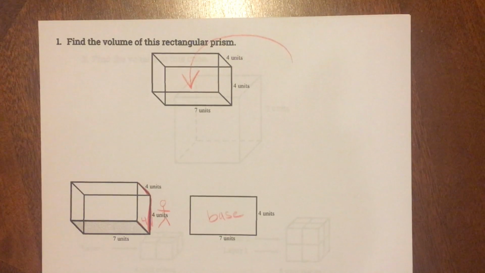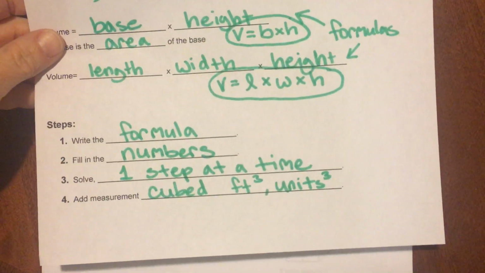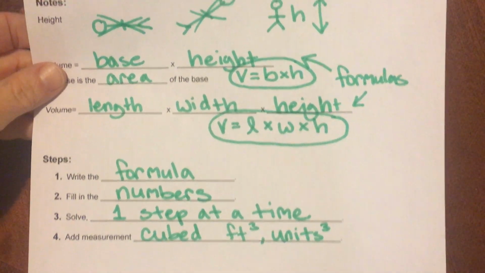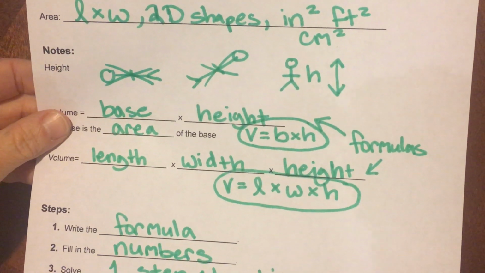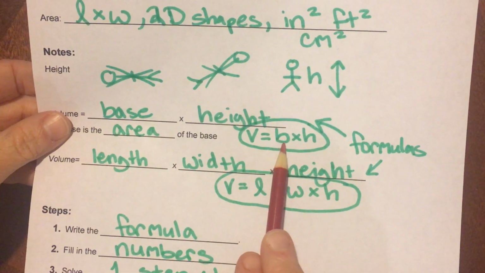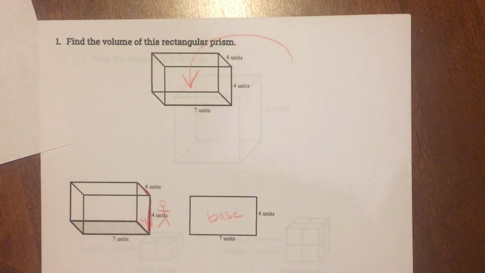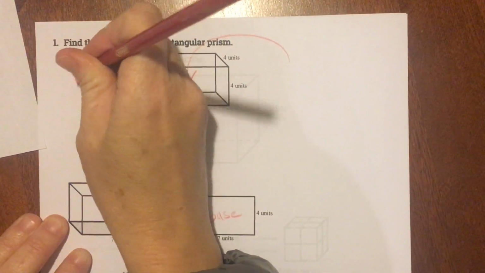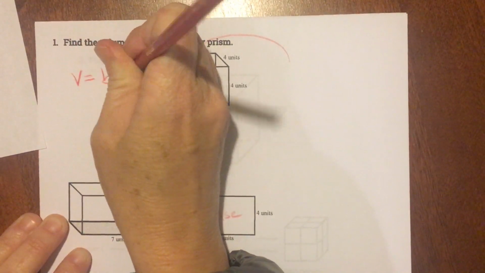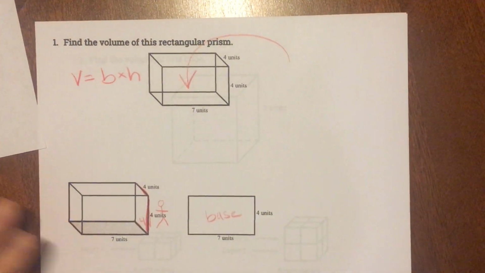Okay, so my steps say I'm going to first write my formula. Now I have 2 to choose from. So I'm going to choose this first one, and then we'll do the other one. So my formula is volume equals base times height.